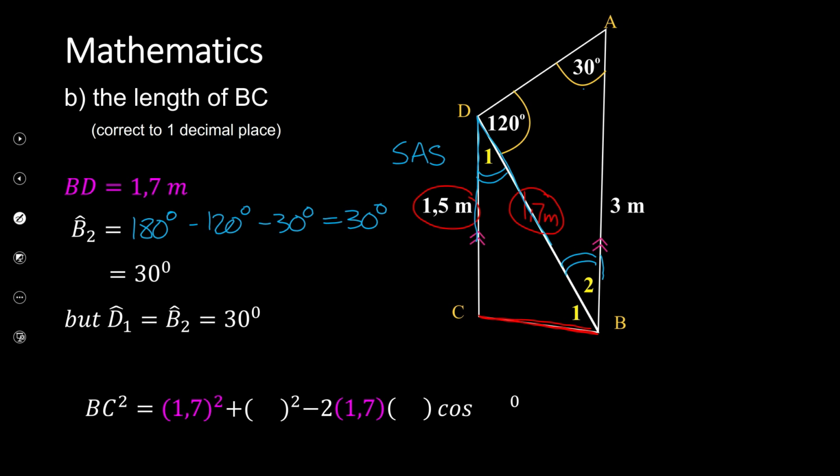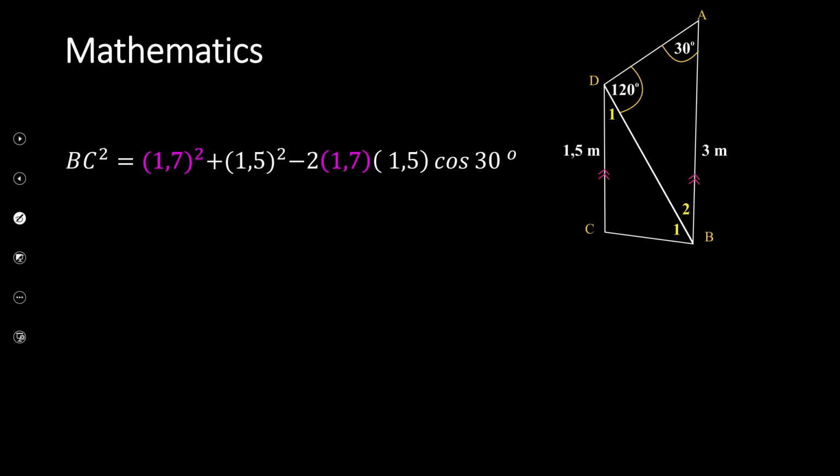Because we're trying to find BC squared, remember we're going to use that side squared, 1,7 squared, plus the other side that we have, 1,5 squared, minus 2, and remember we've got to use this one and then that one in our bracket. So we've got 1,7, we put 1,5 in here, and the cos of the angle across from BC. The angle across from BC is D1, which we already realized is 30 degrees, so we put 30 degrees in here. Remember, this is what BC squared is equal to. We've got to put that into our calculator.